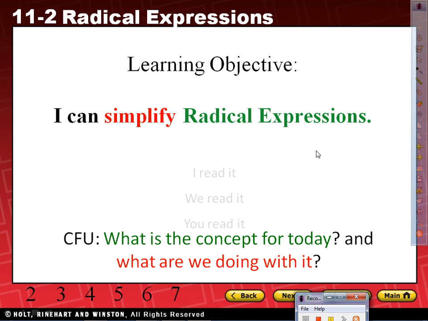Here we go. Our objective for today: I can simplify radical expressions. Read together. One, two, three. I can simplify radical expressions. So yesterday we covered functions. Today we're going to expressions. So what are expressions? Let's find out.